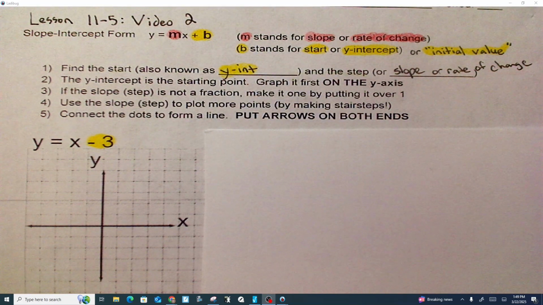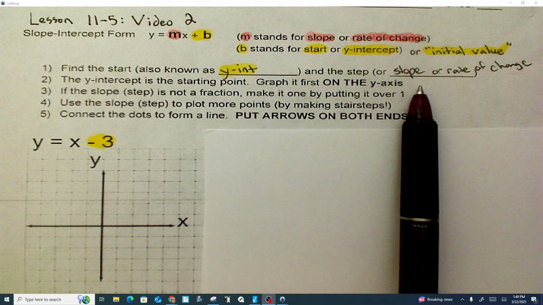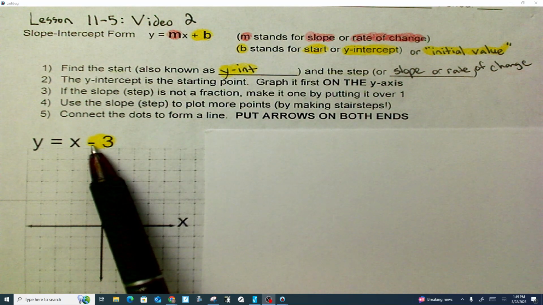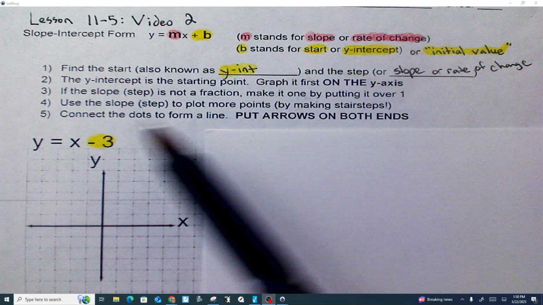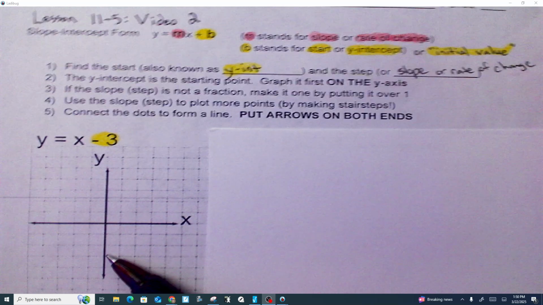Step two, the y-intercept is the starting point. Graph it on the y-axis. So use that sign right in front of it, but think of it as a negative if it's minus. If it was a plus, think of it as positive. So minus 3. Let's see, -1, -2, -3.